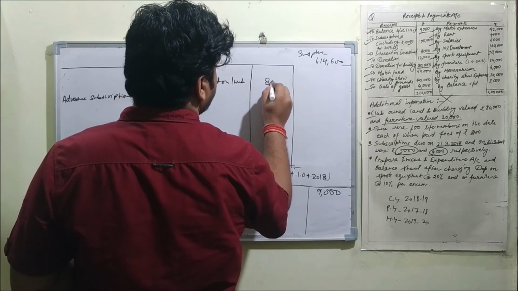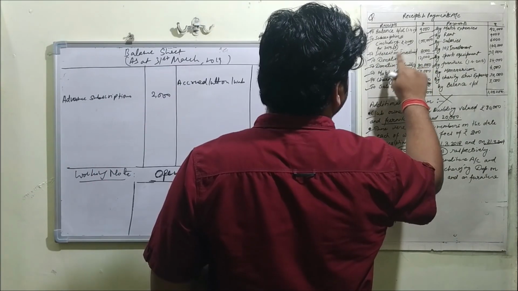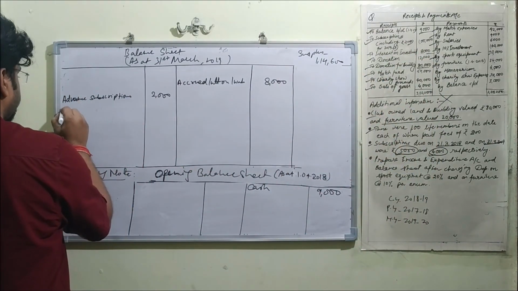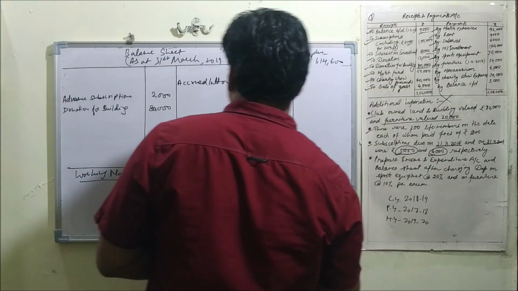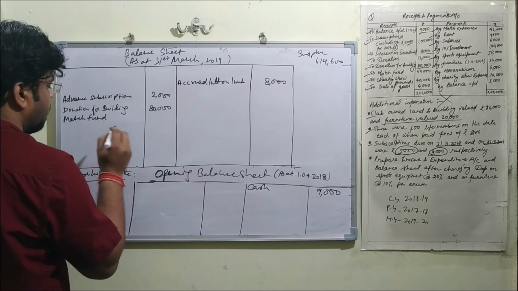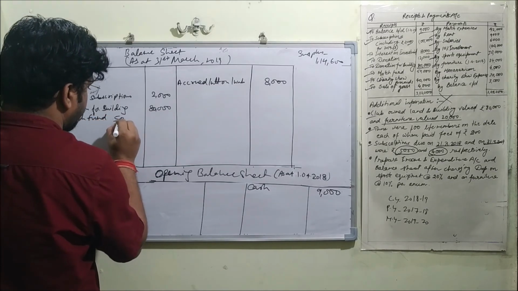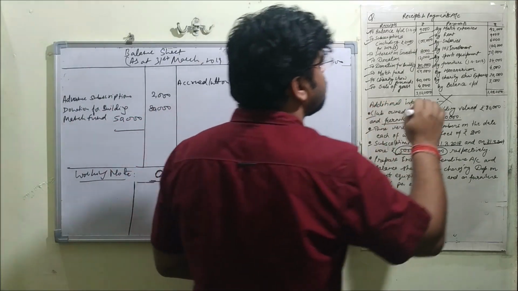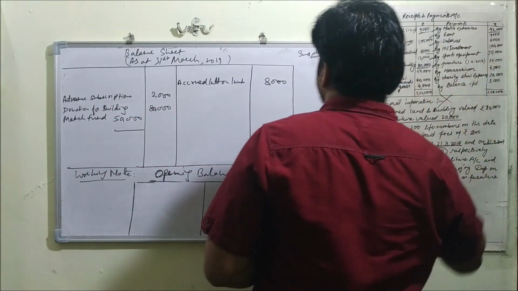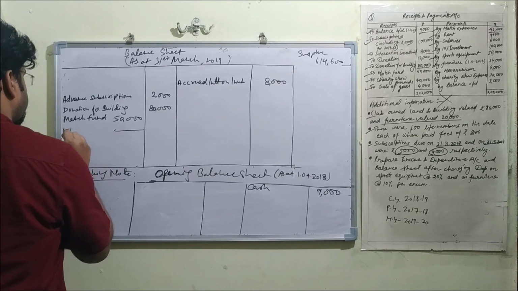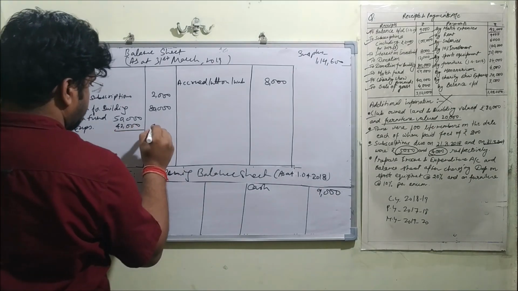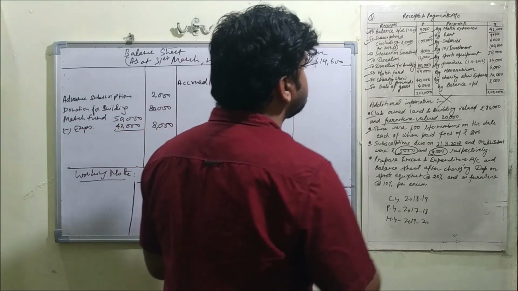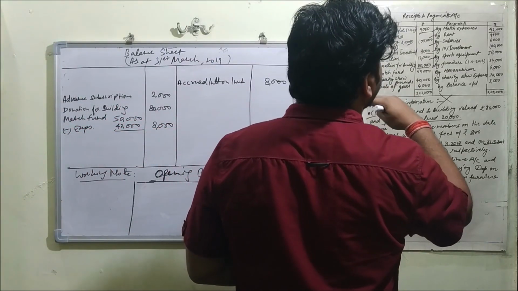How much? 8,000. Now donation for building 80,000. It is specific fund. Now match fund. This is also again specific fund, 50,000. Let's see, I think there is some expenditure also. Yes, match expenses 42,000. We'll have to deduct it. So the remaining balance of this fund is 8,000. Okay. Now charity show will not go here.